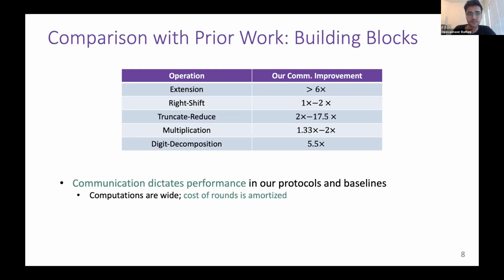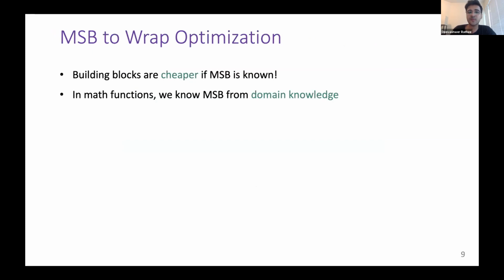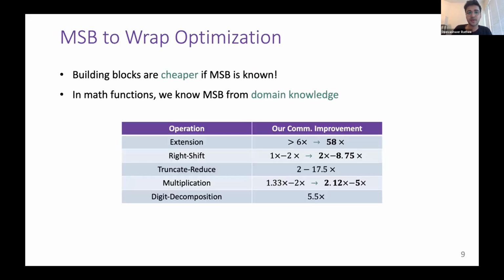Okay, so on top of the improvements I just showed, we have an additional optimization called MSB to wrap, which makes the building blocks much cheaper if the most significant bit of the input is already known. And this is actually possible in our math implementation because we know the MSB from domain knowledge. So using this optimization, extensions become essentially free. Right shifts become almost as cheap as truncated use, and we get up to 5 times improvement for multiplication.